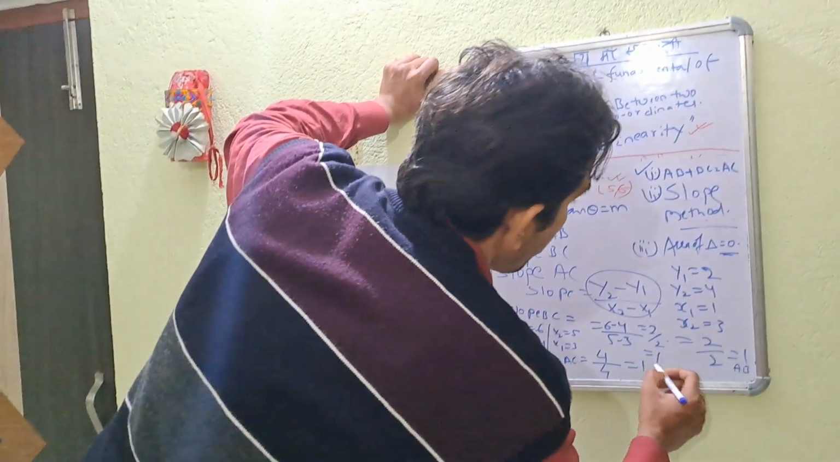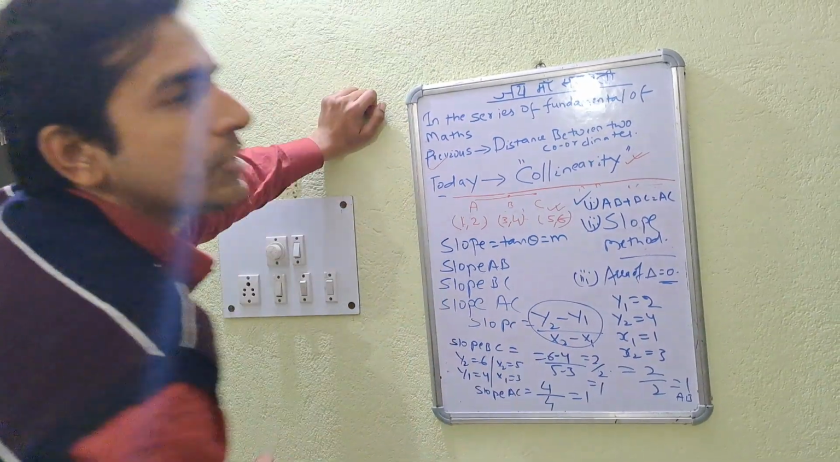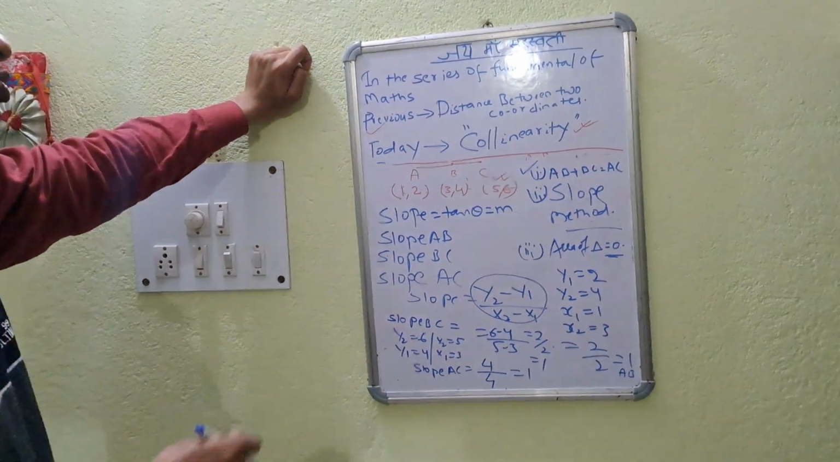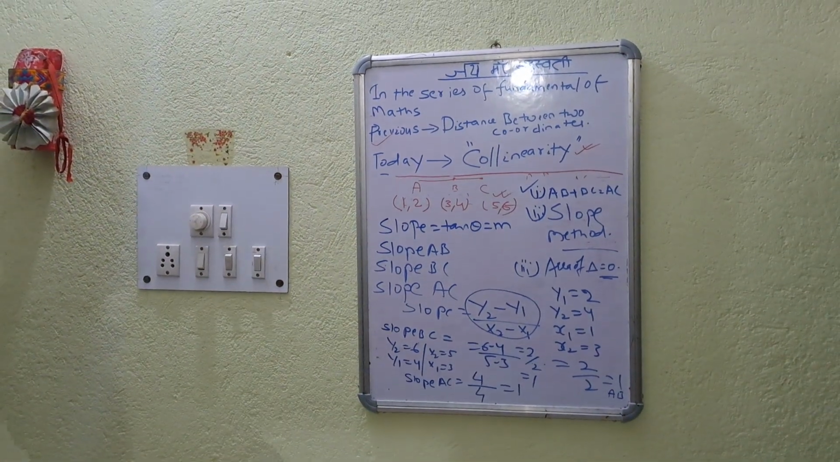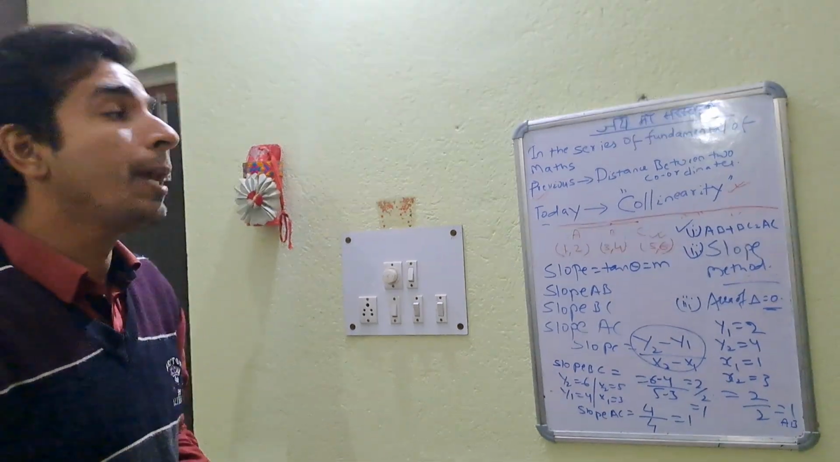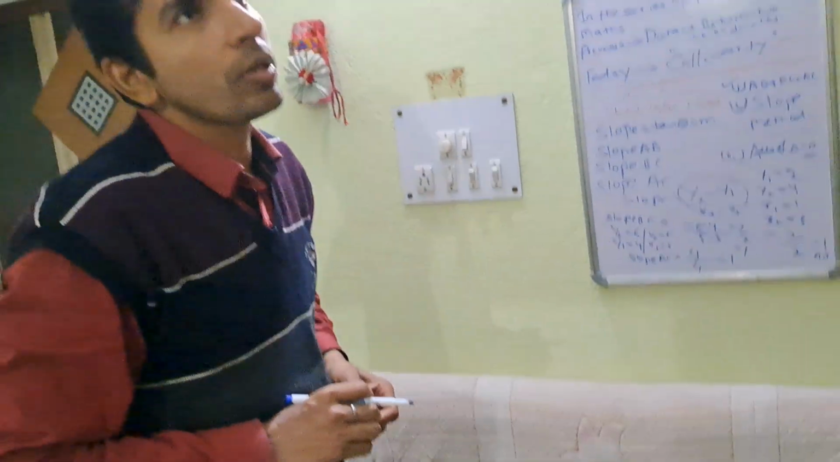So we are seeing here that all the slopes are equal. That is, slope of AB is equal to 1, slope of AC is equal to 1 and slope of BC is equal to 1. So in this case, all the 3 slopes are equal. So we are drawing a conclusion that if the slopes are equal, all the 3 points A, B and C are lying on the same line and these 3 points are said to be collinear.